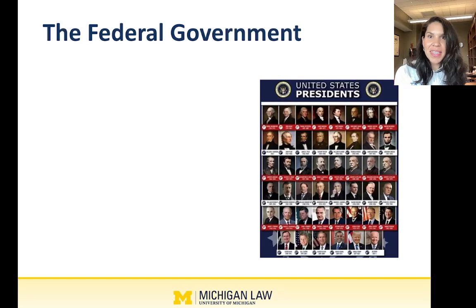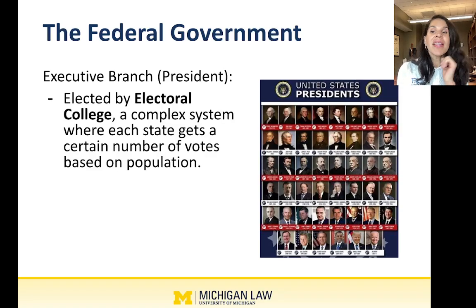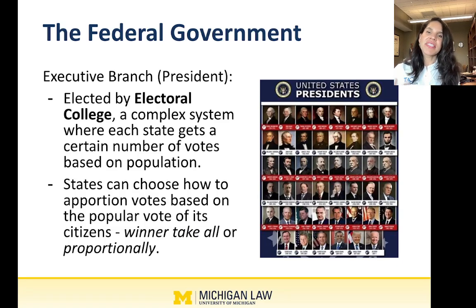Let's talk about the executive branch. This is our president and vice president and cabinet members below. So unlike Congress, the members of which are directly elected by people, the president is actually elected by an electoral college. This is a very complex, antiquated system where each state gets a certain number of votes based on its population. Now, states can choose how to apportion its votes based off the popular vote of citizens. They can decide winner take all or proportionally.